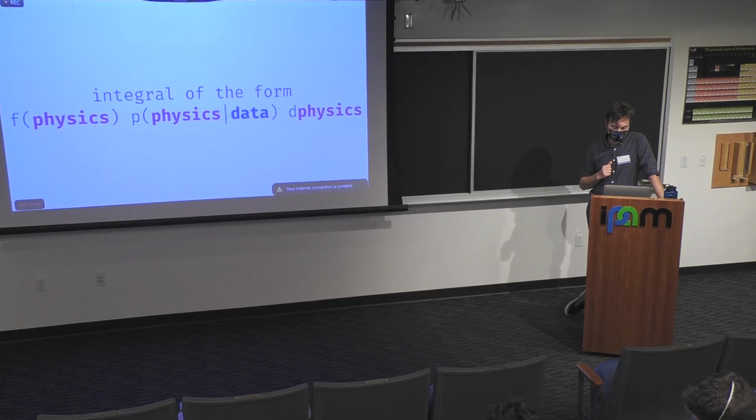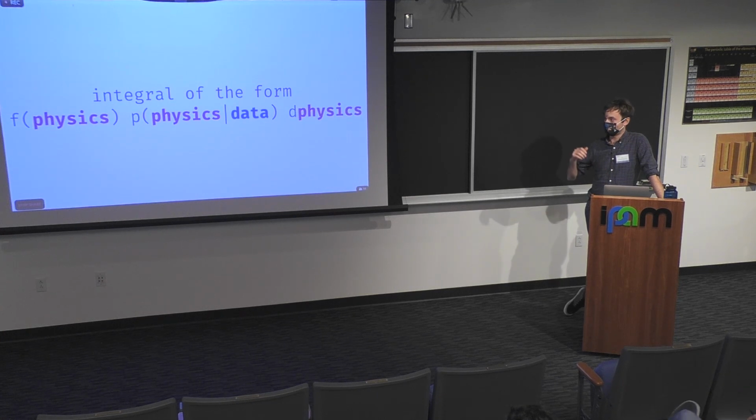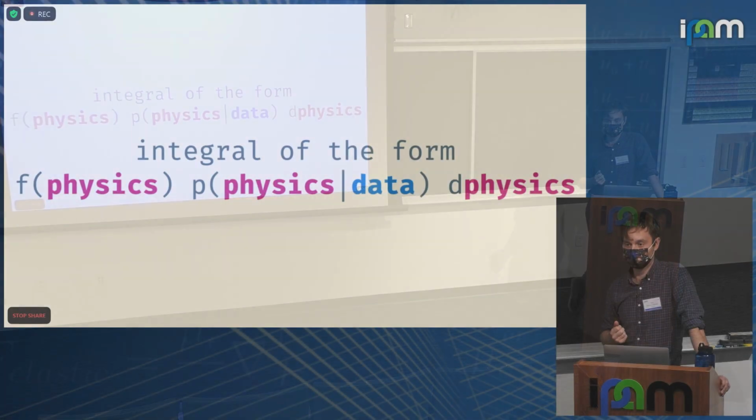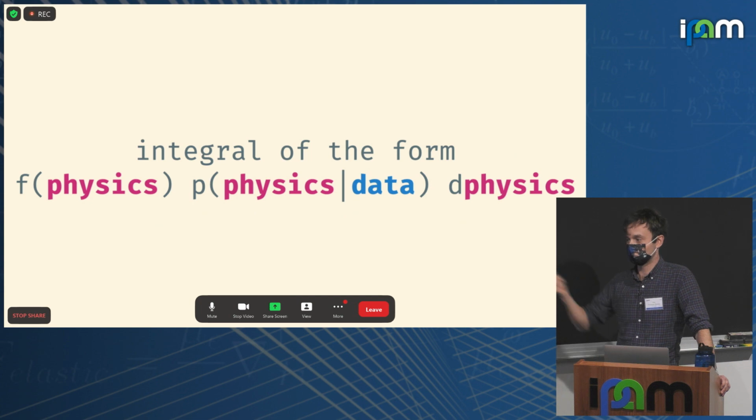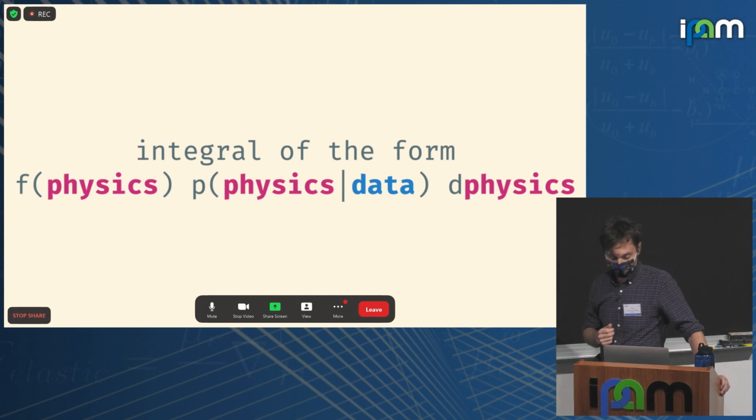So a few things that I wanted to point out: this integral is often high dimensional. The physics here is lots of different things. It includes the properties of your merging black holes, but it also includes the properties of your detector and the background noise, and there's some very high dimensional object that we want to do this integral over.